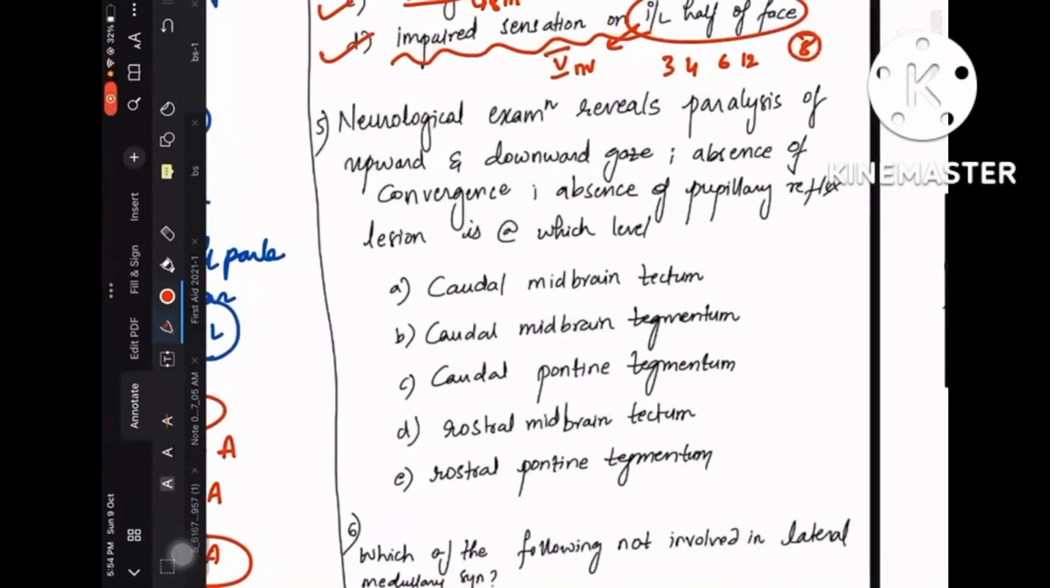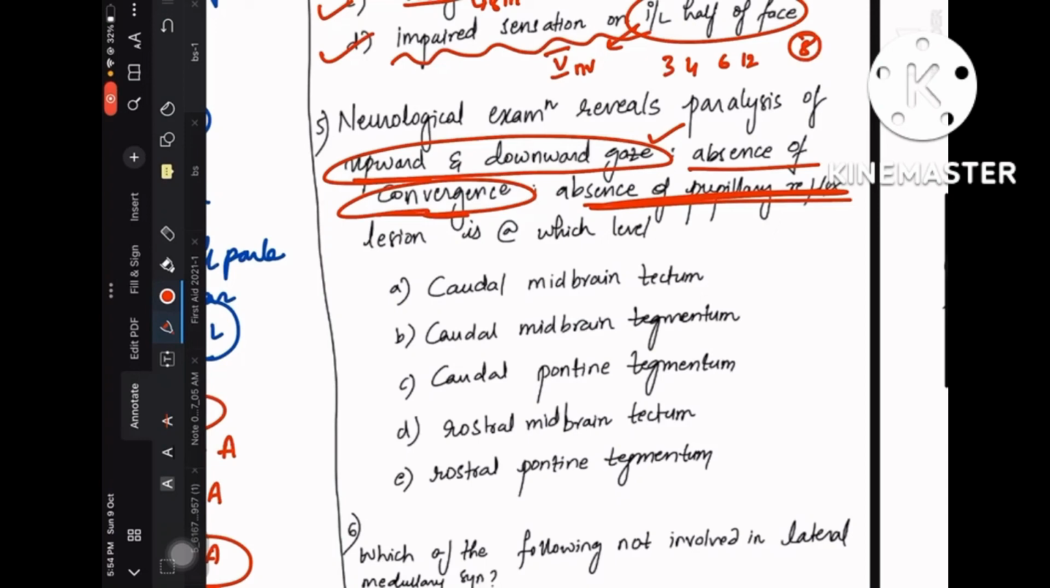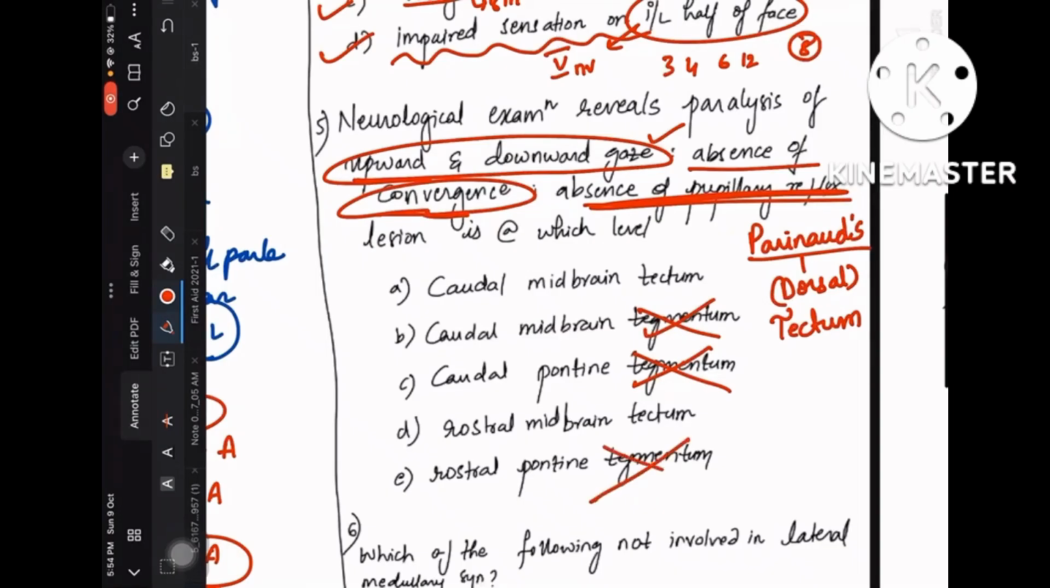5th one, neurological examination reveals paralysis of upward and downward gaze, absence of convergence, absence of pupillary reflex. So everything here, gaze palsy, absence of convergence, that is light near dissociation because the pupillary reflex is not there, is pointing towards Parinaud syndrome. As we know, Parinaud syndrome is from the dorsal midbrain. Dorsal meaning tectum, right? So eliminate the options of tegmentum at the first look itself. B and C are ruled out because they mention tegmentum, and E is also mentioning tegmentum. So the answer should be between A and D, tectum and tectum.